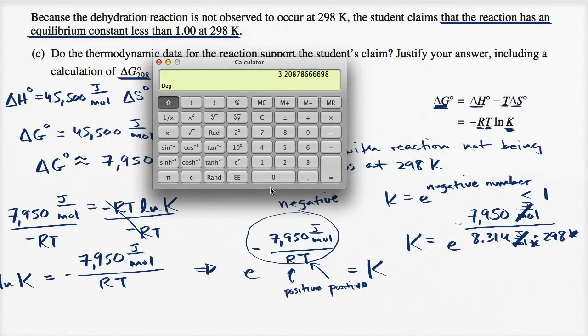7,950 is equal to that. Now we want to raise e to the negative of that, so let's make that negative. And now let's raise e to that power. So we press that, and there you have it.